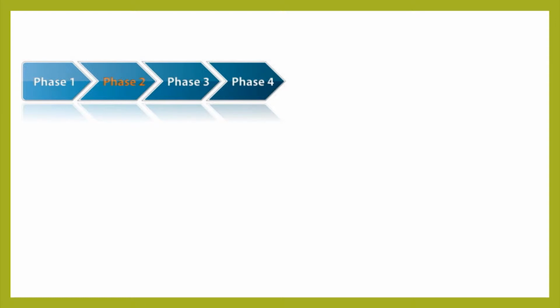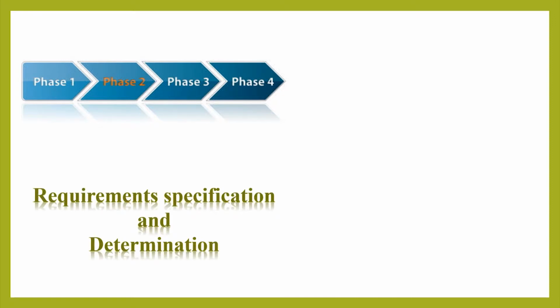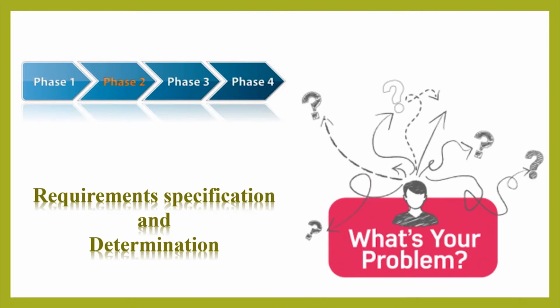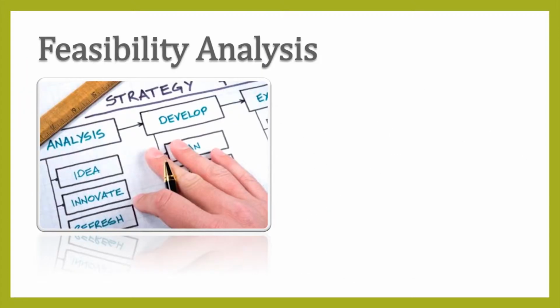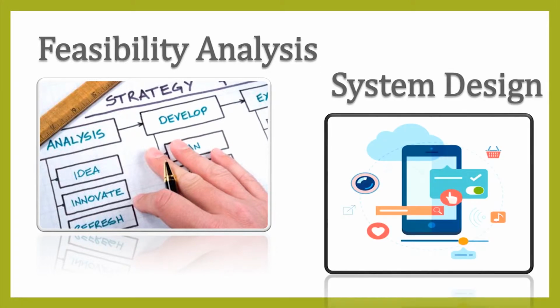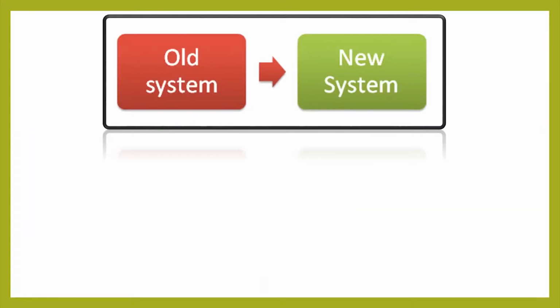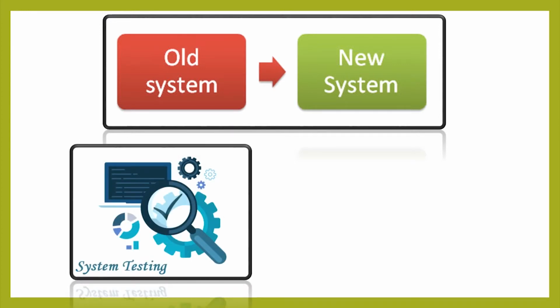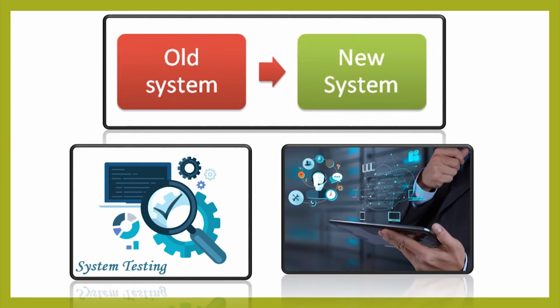There are different phases for the development of the system. Let's look at them briefly. Firstly, requirement specification and determination, which includes problem definition. The next step is feasibility analysis. System design follows next, and system implementation is the fourth step. System testing is done, or it is evaluated. And lastly, the system is modified and maintained. Now let's discuss these phases one by one.